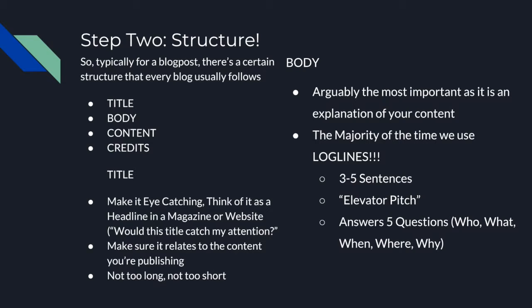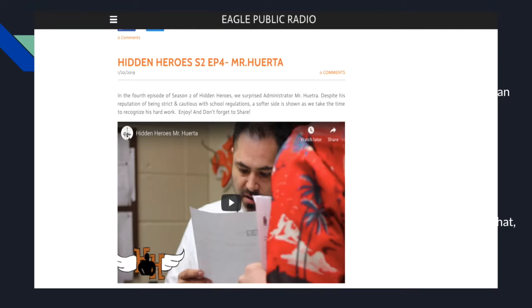And I would also recommend answering the 5 questions. So who, what, when, where, and why. Going back to this picture, this is an example of answering those 5 questions. In the 4th episode of Season 2 of Hidden Heroes, we surprise Administrator Mr. Huerta. Despite his reputation of being strict and cautious with school regulations, a softer side is shown as we take the time to recognize his hard work. Enjoy, and don't forget to share.